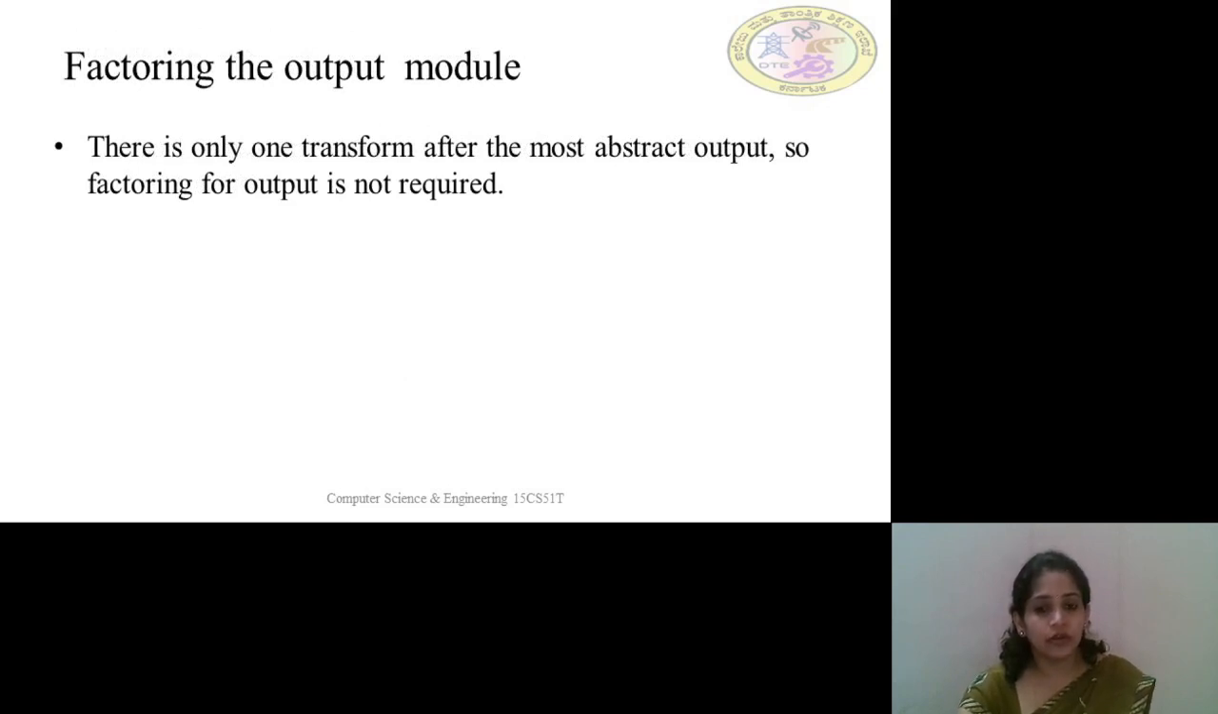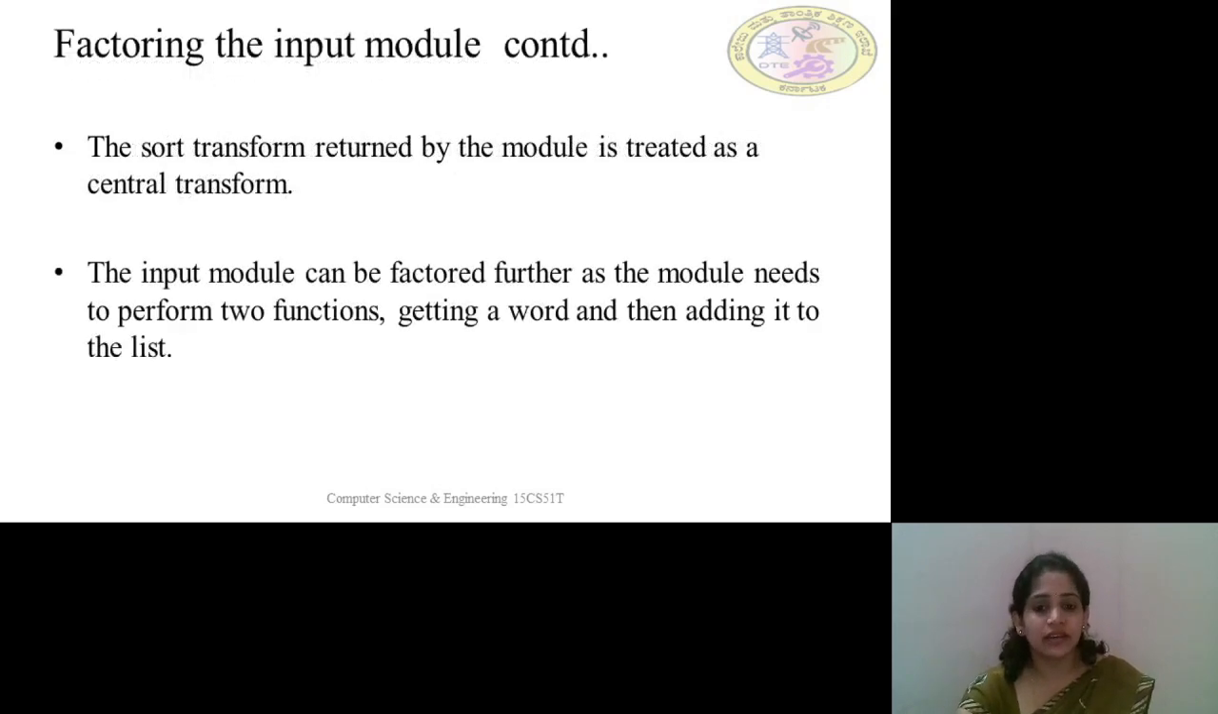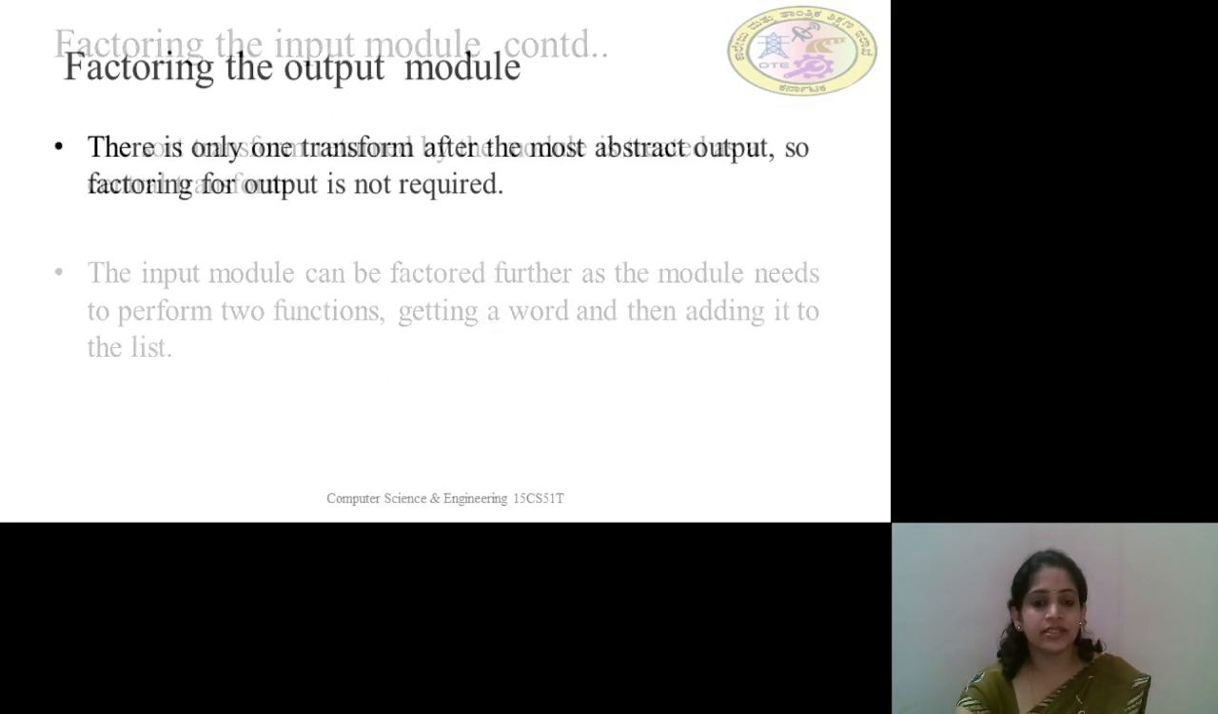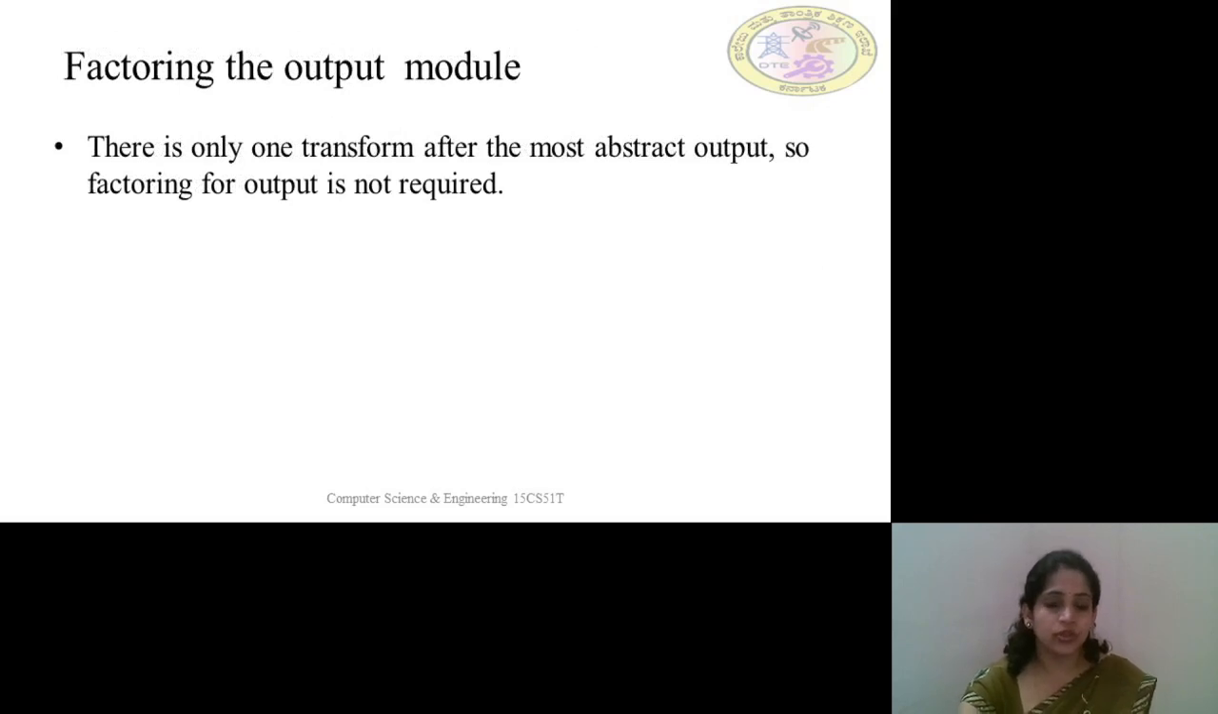In the output module, there is only one abstract output, so there is no need to factorize. As we know, in the diagram, sort is the only output module. We need not further factorize as it doesn't contain any further output criteria. So there is only one transform after the most abstract output, and factoring of the output is not required.